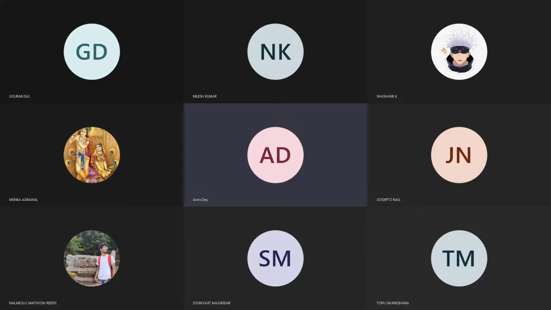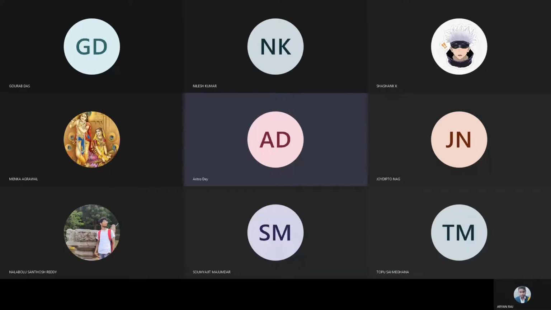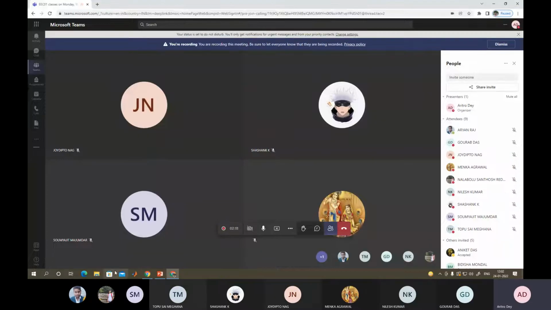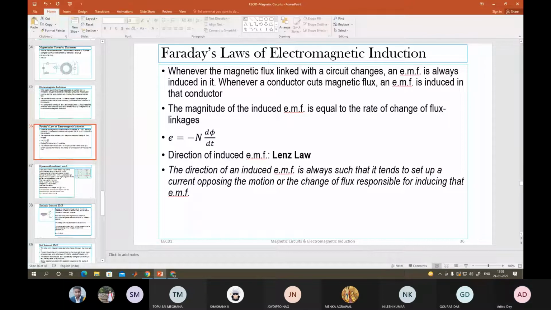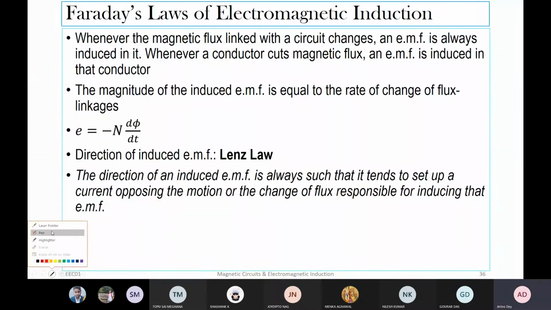Today we'll be quickly going through what electromagnetic induction is, and then how we get inductance, self-inductance, mutual inductance, all those things. So this is Faraday's law of electromagnetic induction, I think it is known to everyone, right?